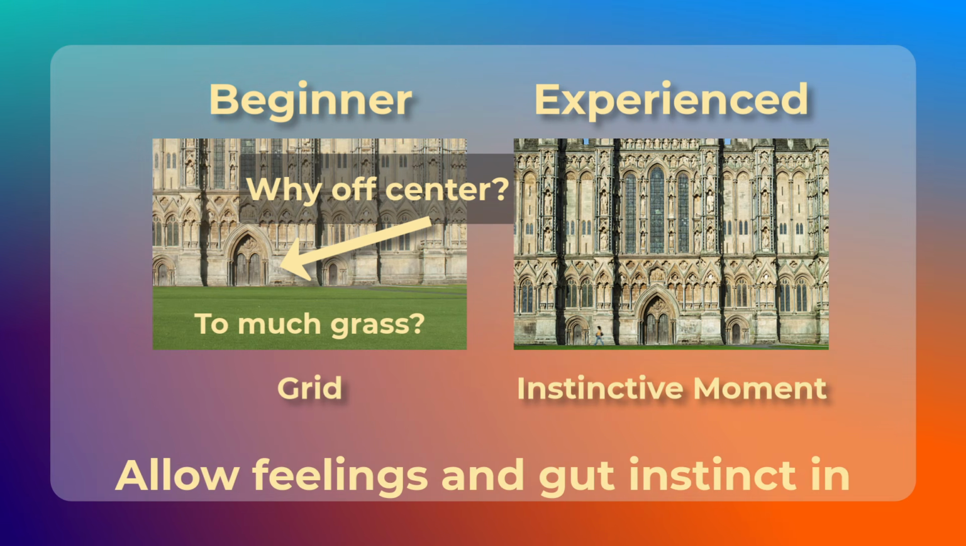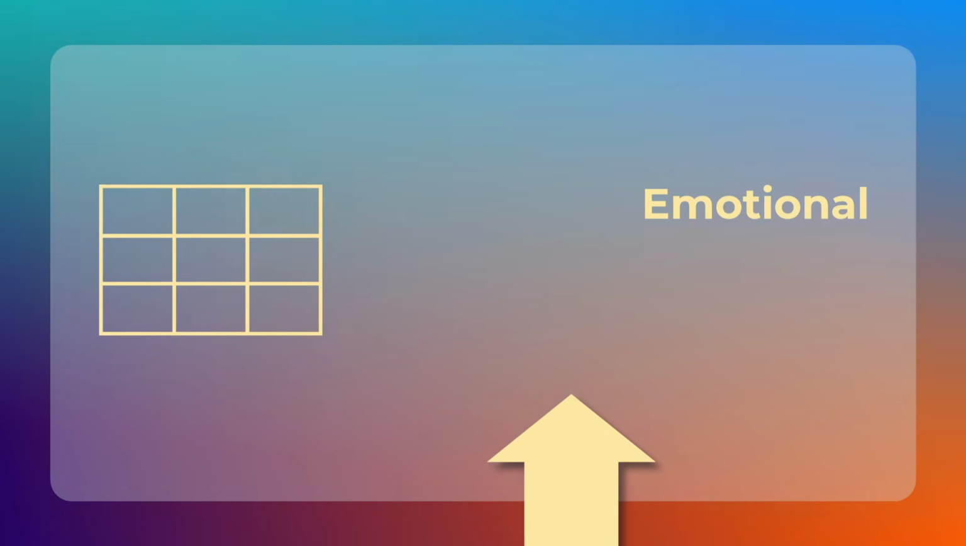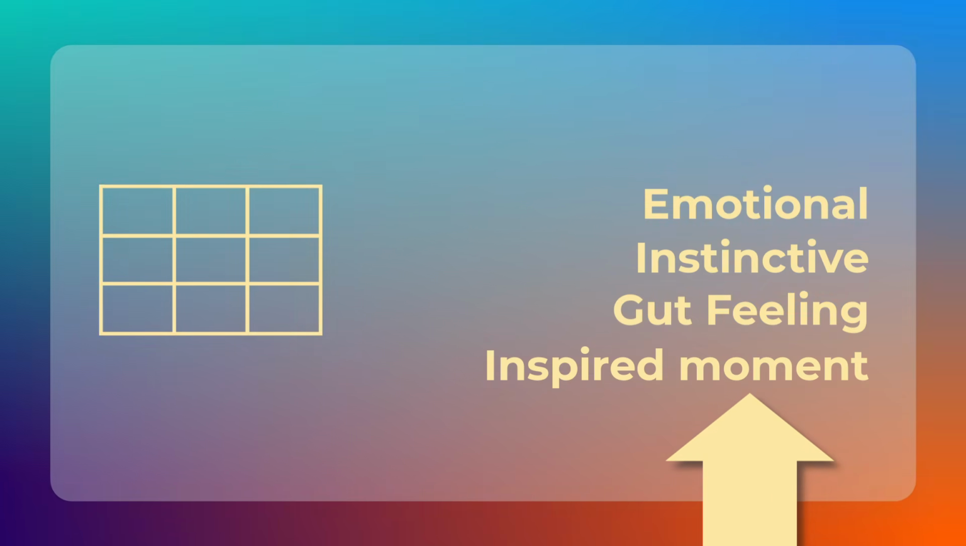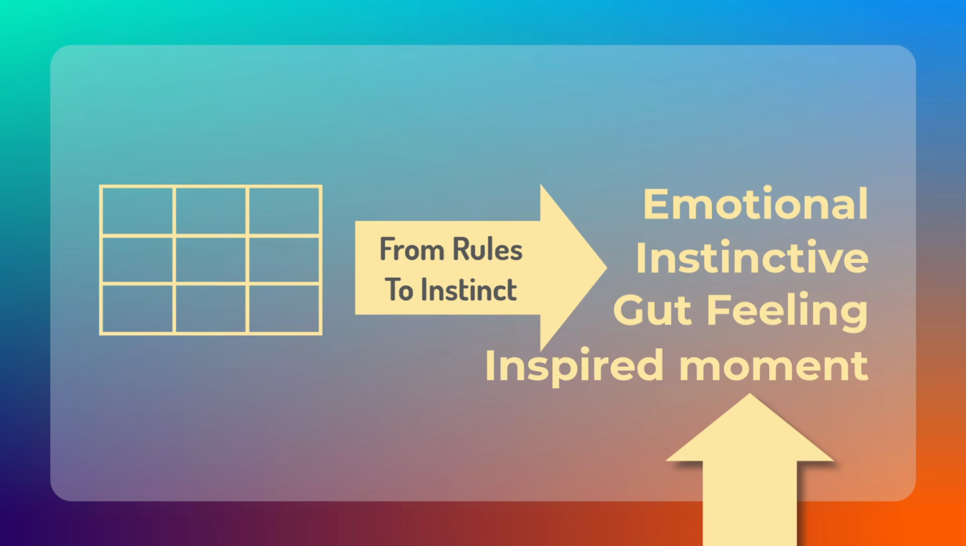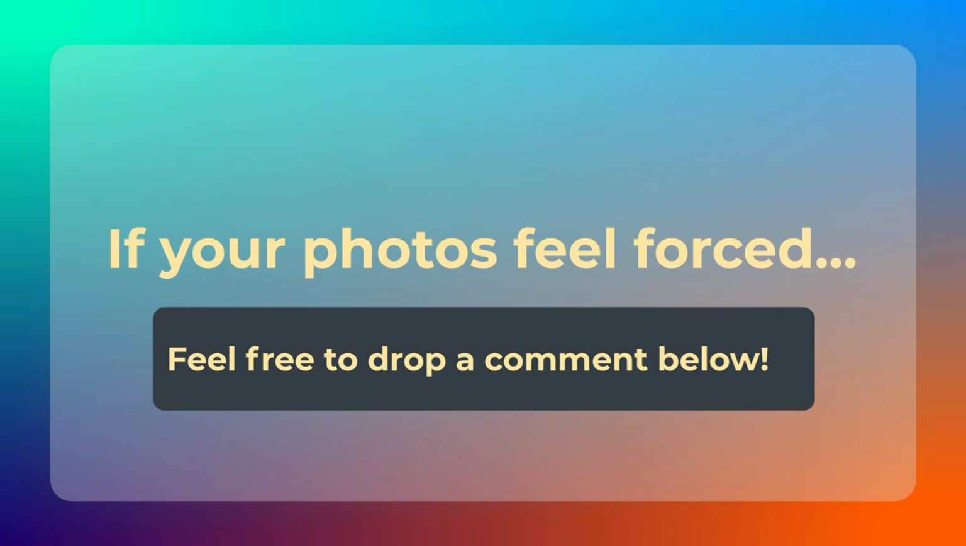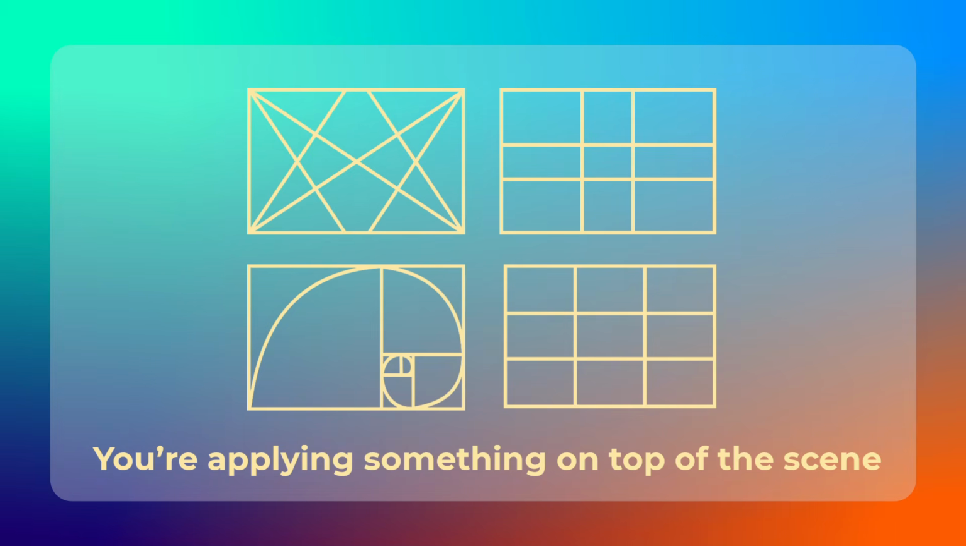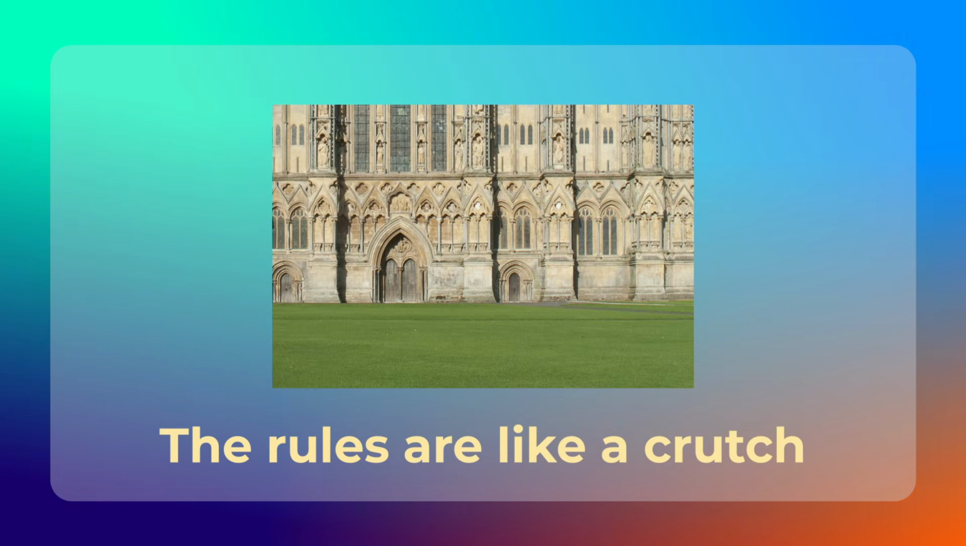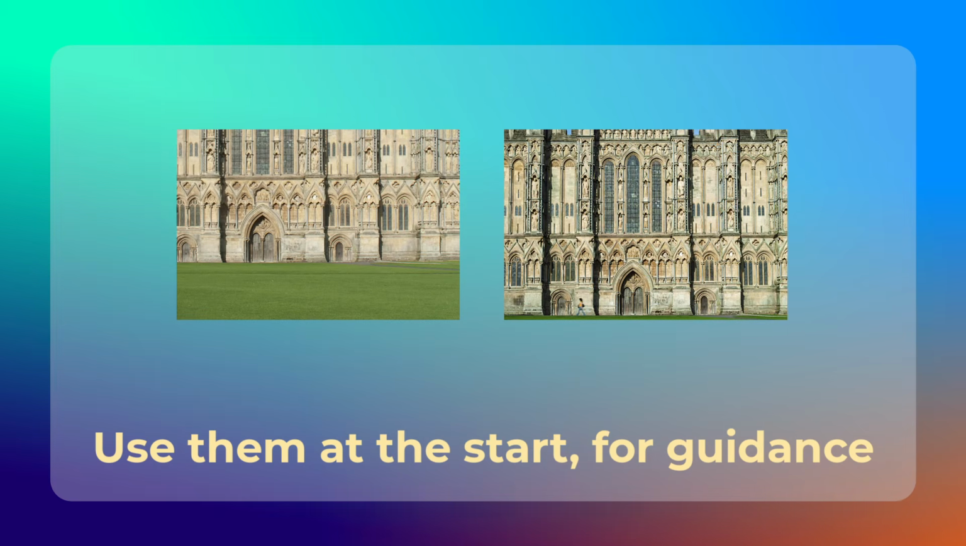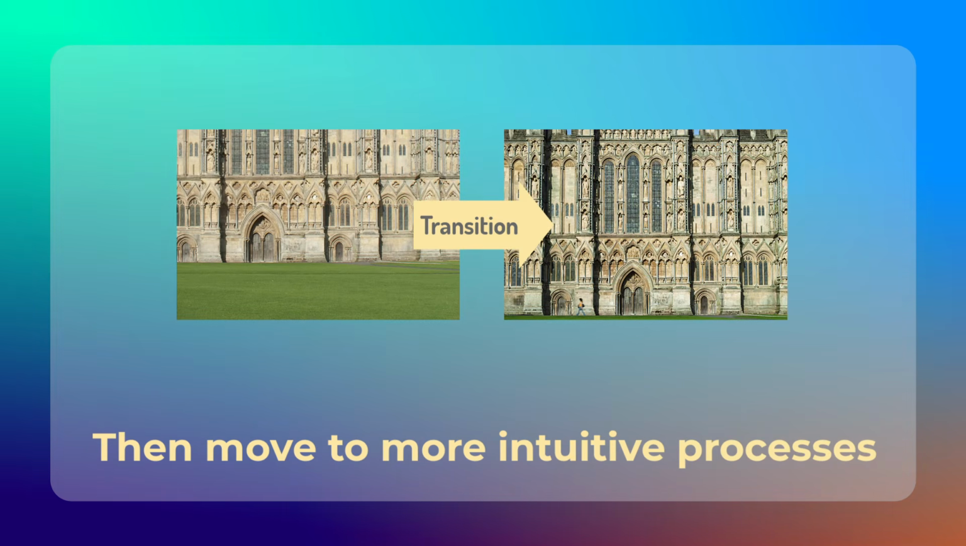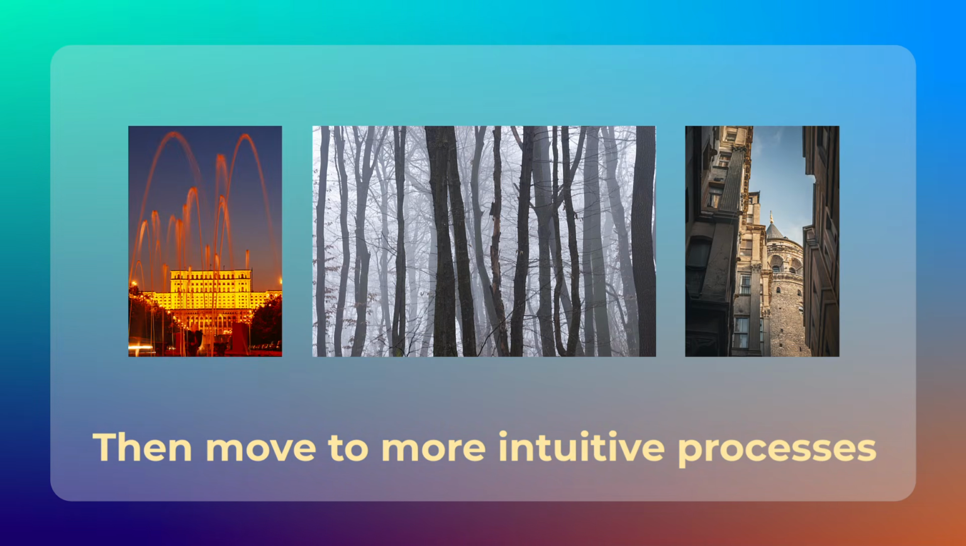And that's where your eye starts to develop, and you naturally and slowly move away from grids and templates and towards a more emotional, instinctive approach without having to completely drop one for the other. So if your photos feel forced, it's usually because you're trying to apply something on top of a scene, like a grid. So the goal isn't to follow rules better, it's to get to a point where you don't need to think about them at all, and you're just working on instinct.